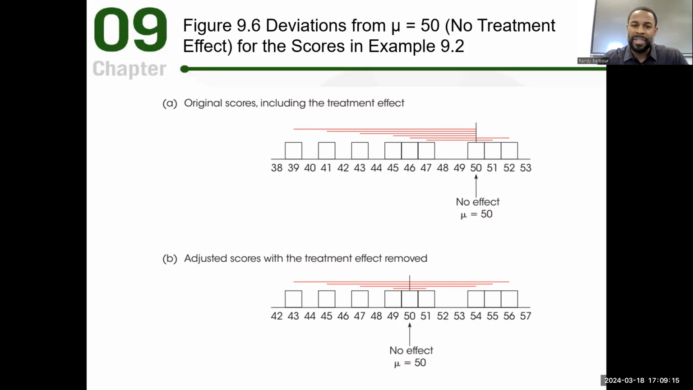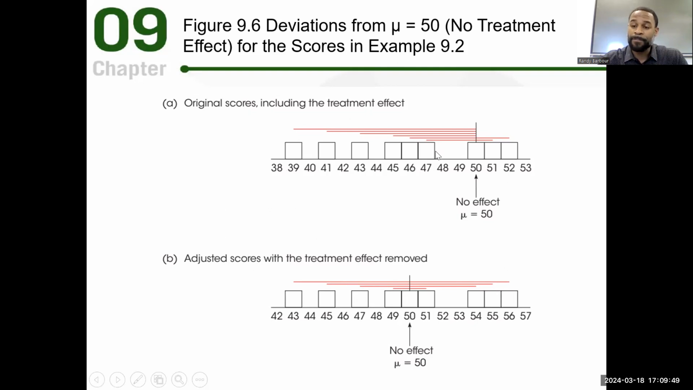What if I were to increase this value by 4? I want to remove the value of their treatment effect, so when you remove it, you add 4 to everything here. You add 4 to the 39, which gives you 43. You add 4 to 41, you get 45. You add 4 to 43, you get 47. You add 4 to 45, you get 49, and so on and so forth. So you're removing the effect of the treatment.